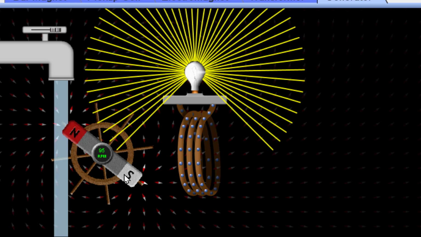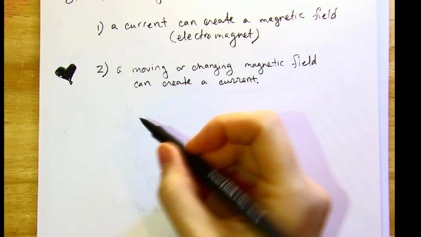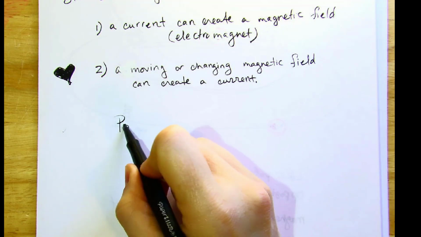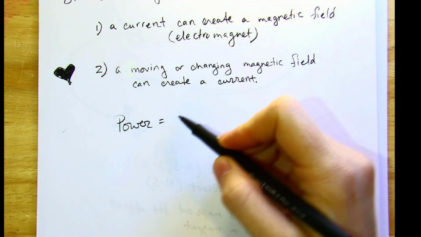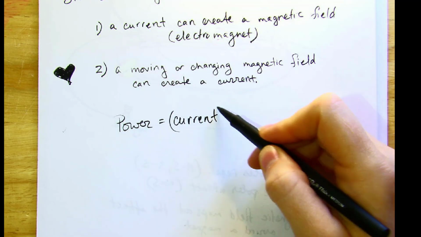An exception to this would be solar panels. Right? Solar panels don't have any spinning magnets. They have a completely different way of generating electricity. Now, earlier I had given you this, where the amount of power is going to be equal to the amount of current times the voltage.